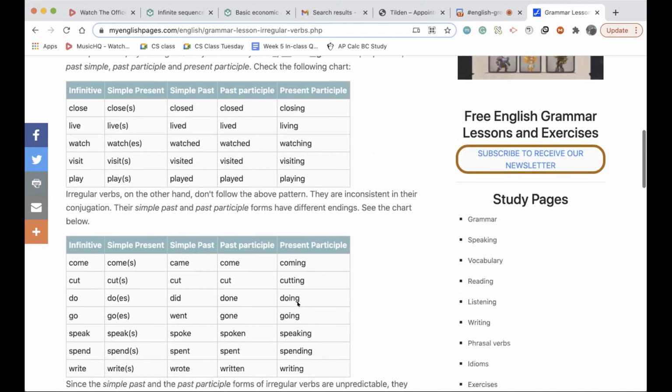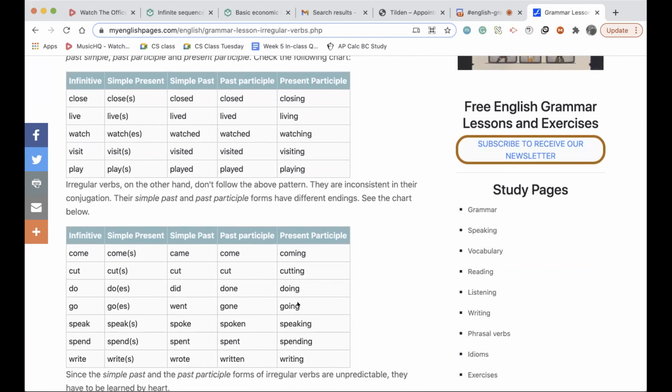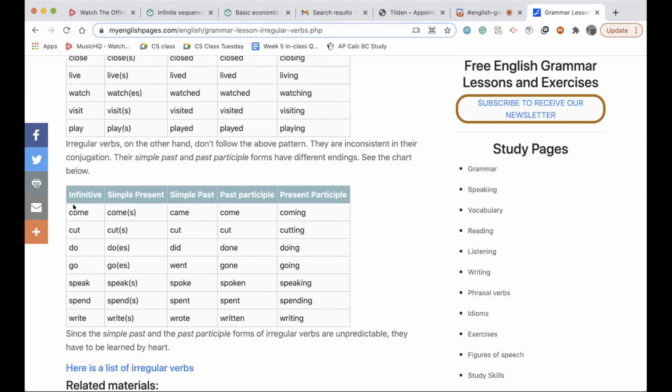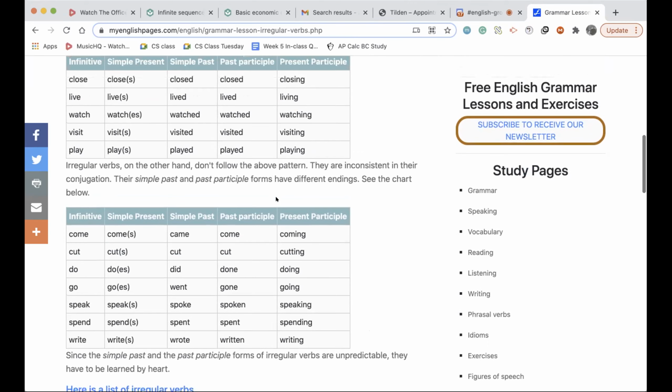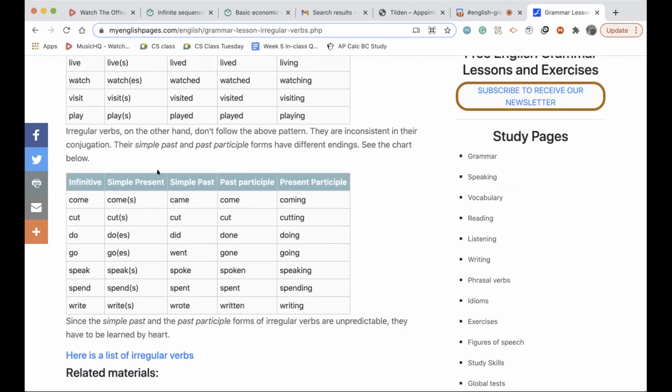Irregular verbs, on the other hand, don't follow the above pattern. They are inconsistent in their conjugation. Their simple past and past participles have different endings. See the chart below. Here you have the infinitives come, cut, do, go, speak, spend, write. The way they're conjugated is different from regular verbs, and it's not always the same. So simple present is still the same. You add s or es, but simple past and past participles are different.